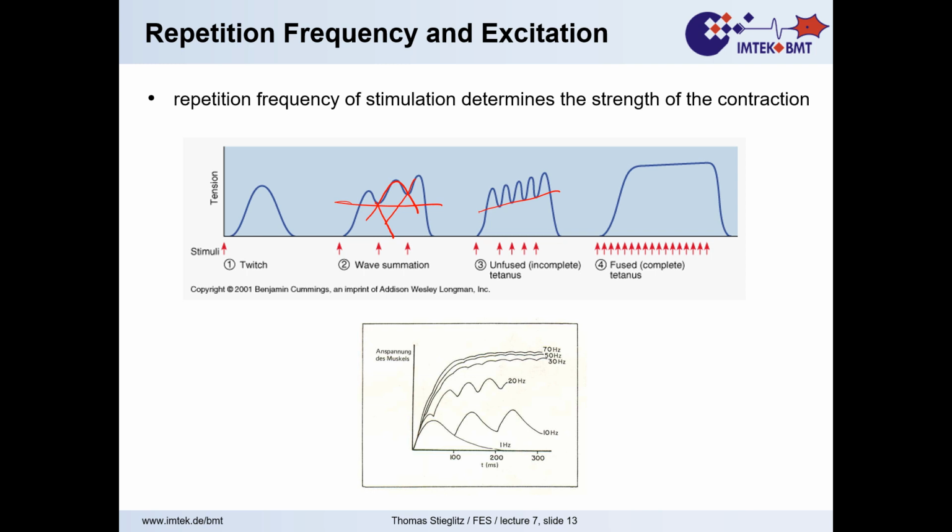This is here, the upper row is a sketch, the lower row are real data, and if we look at the repetition frequency of stimulation, it's between 30 and 70 hertz where we get that smooth contraction there. And that's quite cool because, well, 30 times per second is something, but it's not that much, right? And I prefer to take 50, that's easier if I take 1 over 50, yeah? The period would be 20 milliseconds at 50 hertz.